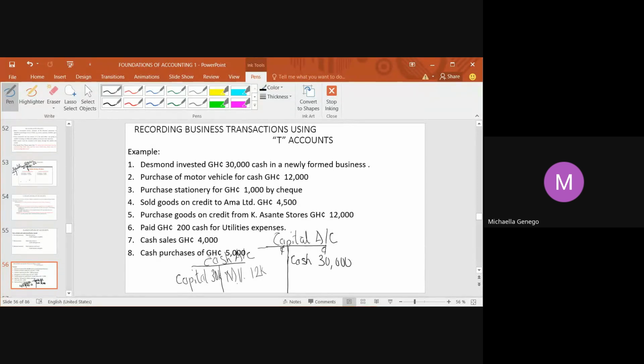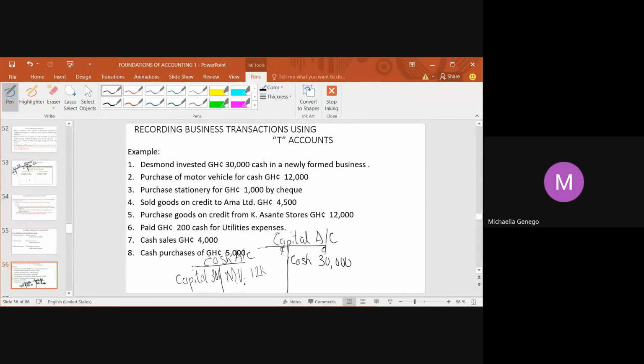When we create these two, we are just repeating, because we already have the cash account from the previous example. So we would just open the motor vehicle account and do our debit entry there. And the cash account we already have, we come and do our credit entry in it.